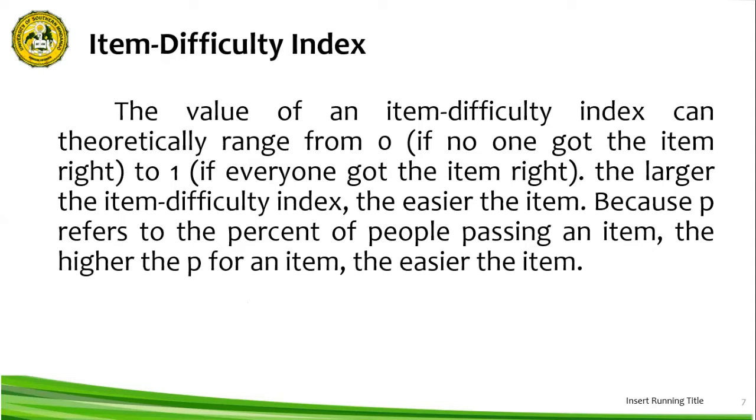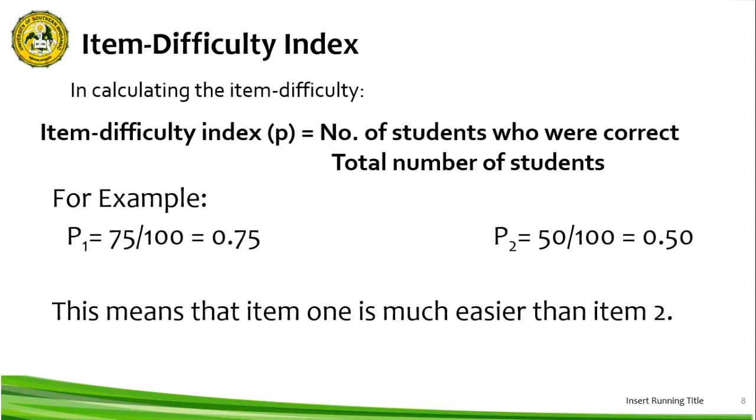Now, in calculating the item difficulty, this is the formula. The item difficulty index is equal to the number of students who were correct over the total number of students. Sorry, I was not able to put a line in the middle of the number of students and the total number of students. So, for example, 75 people out of 100 got it right in item 1 for a 100 item test, and 50 people out of 100 got it right in item 2.